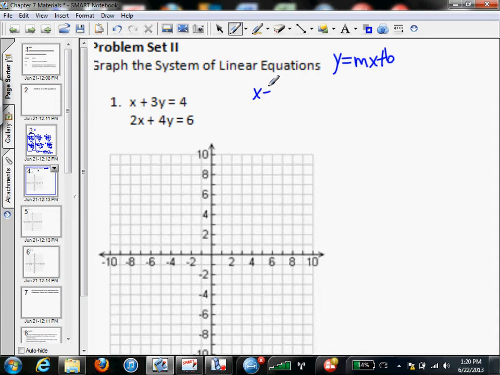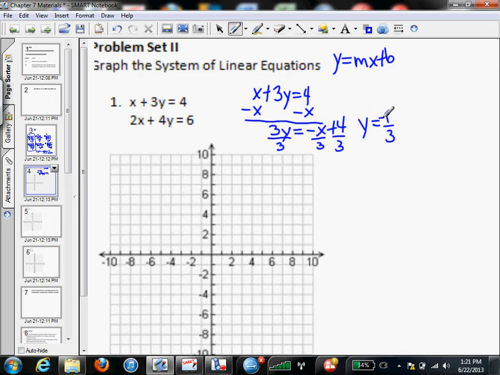If we look at this first equation, x plus 3y equals 4. To start getting it in this form, we want to subtract x on both sides. So we have 3y equals, let's bring that negative x, and it's going to be a positive 4. Let's bring it down. Let's divide 3 on both sides, and that's going to leave us with y equals a negative 1/3 x plus 4 over 3.